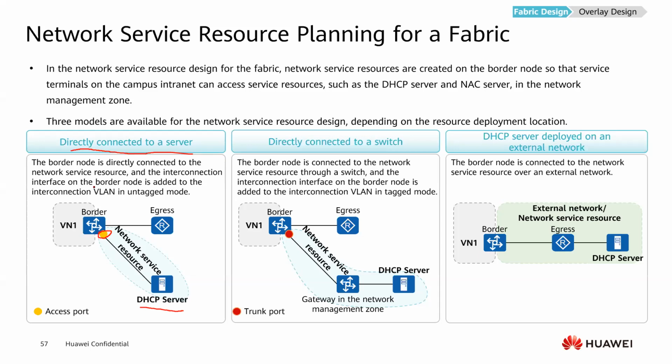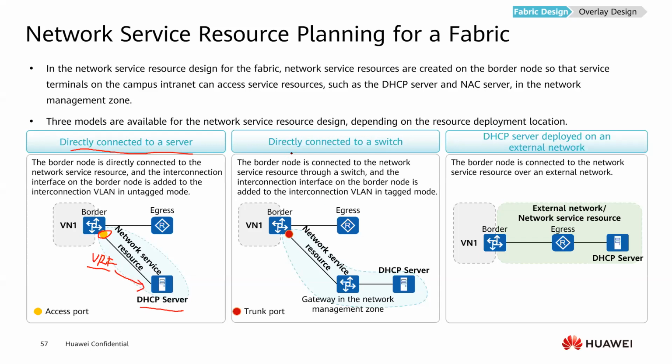As shown in this figure, a VRF on the border node is allocated to each network service resource. It will create a new VRF corresponding to the specific server. And after a network service resource is selected during the VN creation, a static route pointing to the network service resource's address will be created on the border node. It will create a static route bound with the VPN instance and destined to the DHCP server.